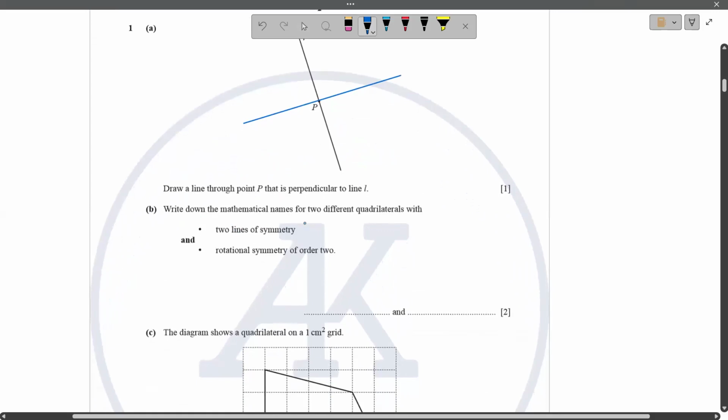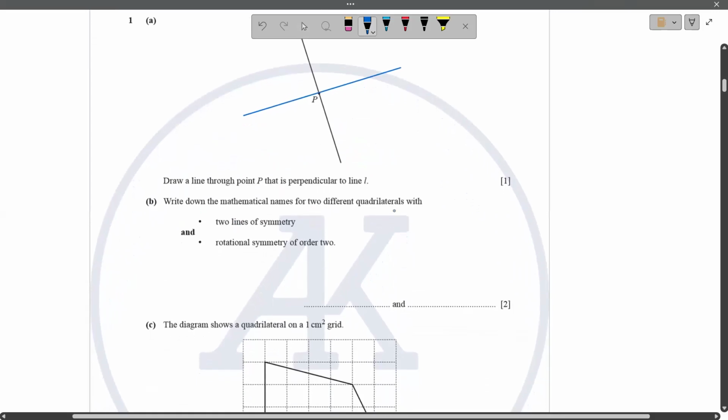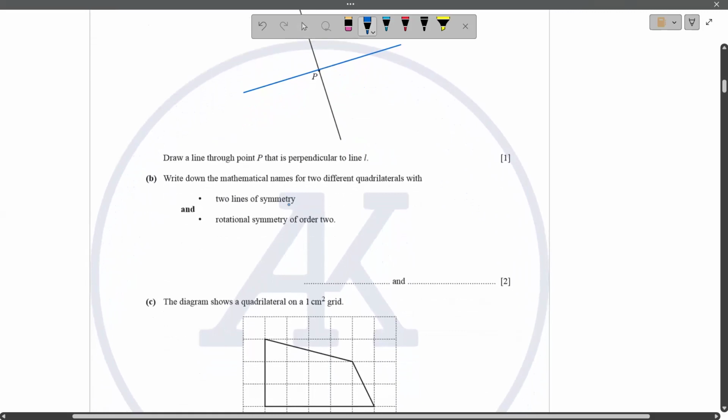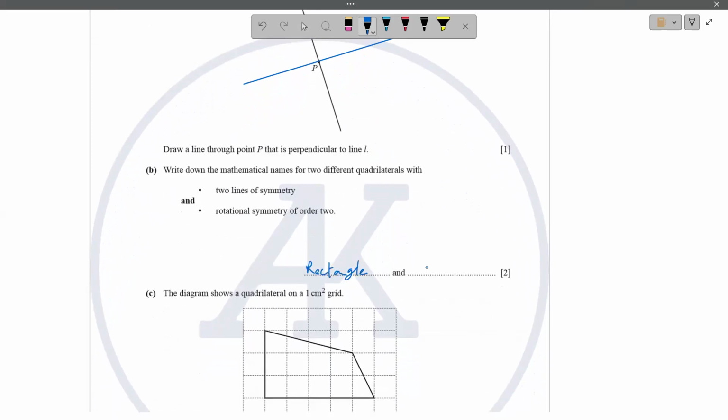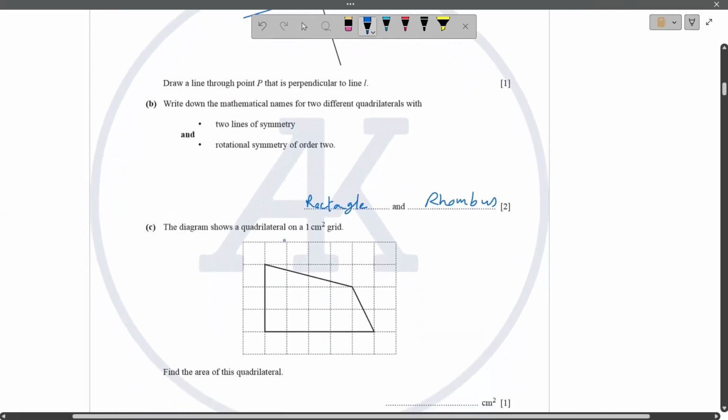Write down the mathematical names for two different quadrilaterals with two lines of symmetry and rotational symmetry of order 2. We have rectangle and rhombus. We'll find that rectangle and rhombus have two lines of symmetry and rotational symmetry of order 2.